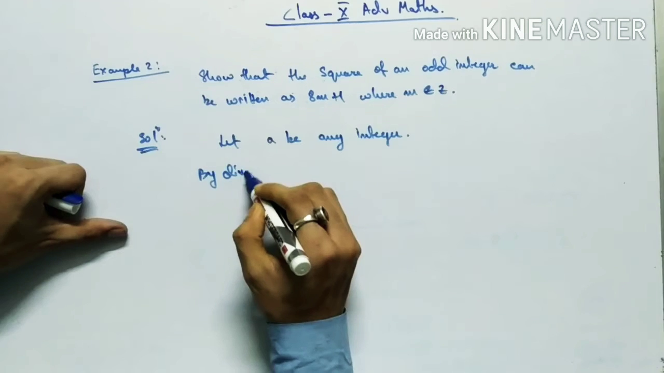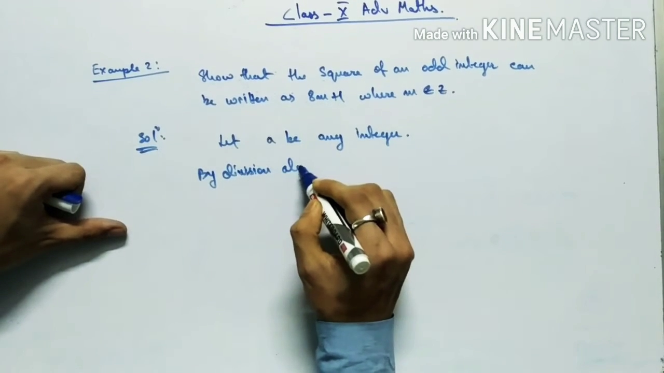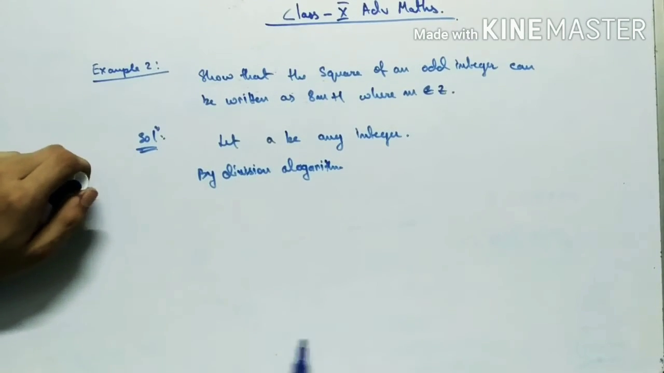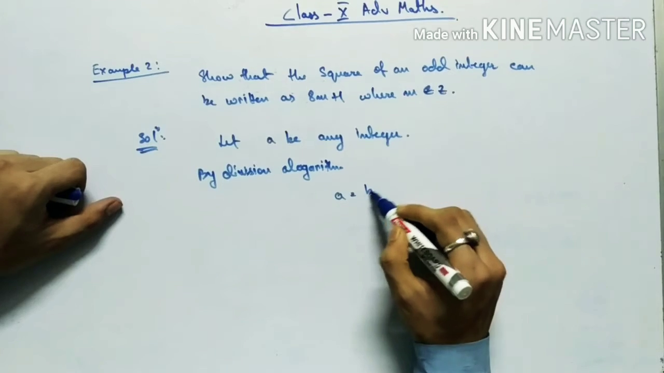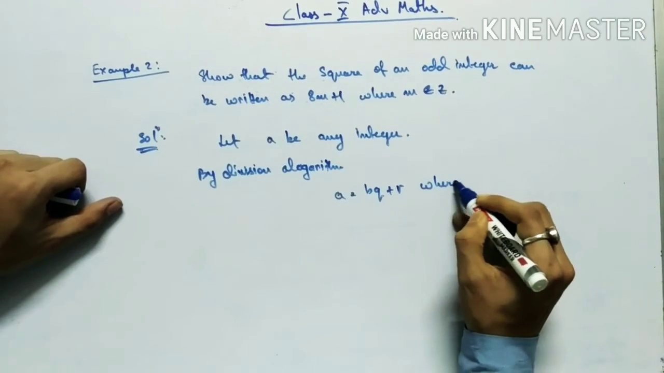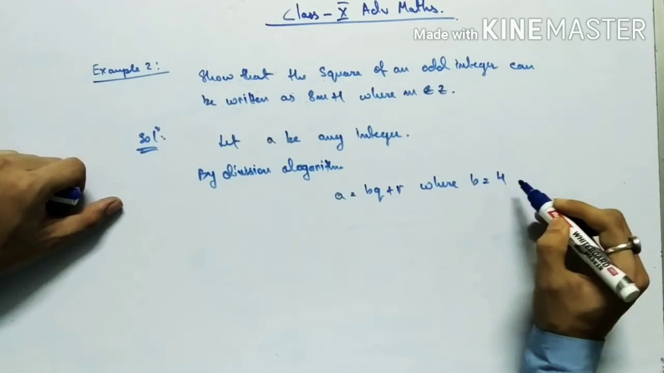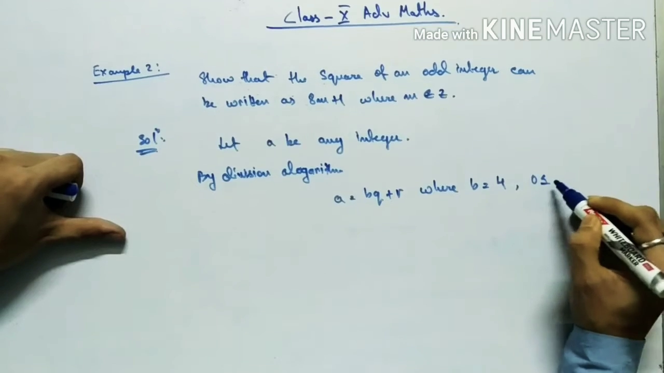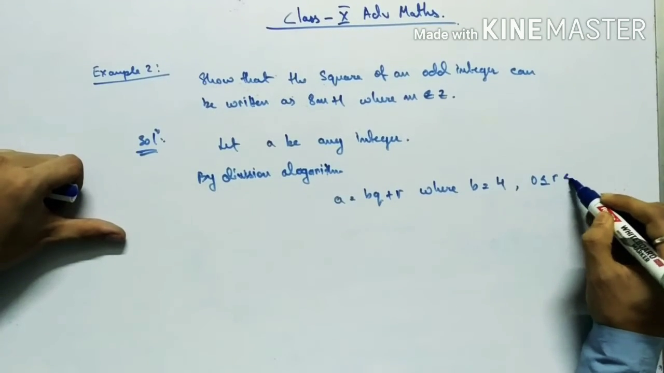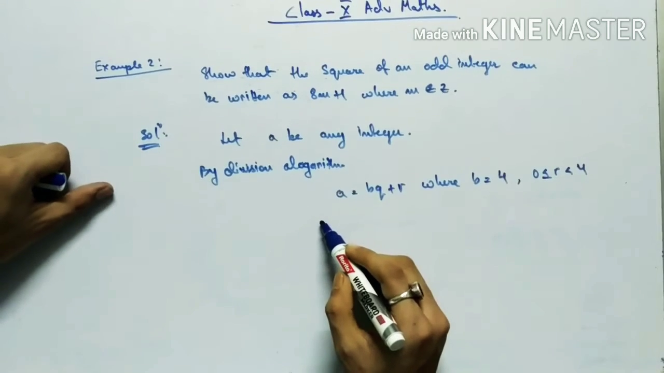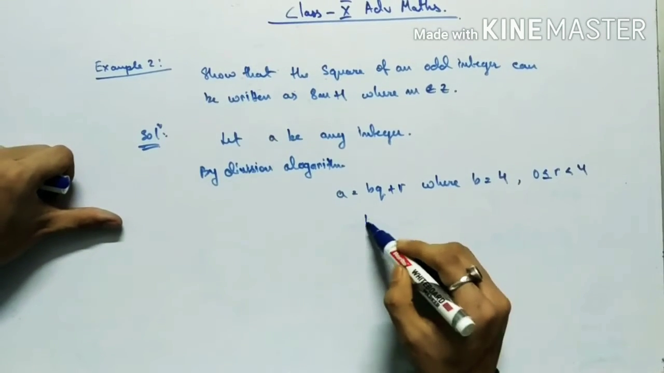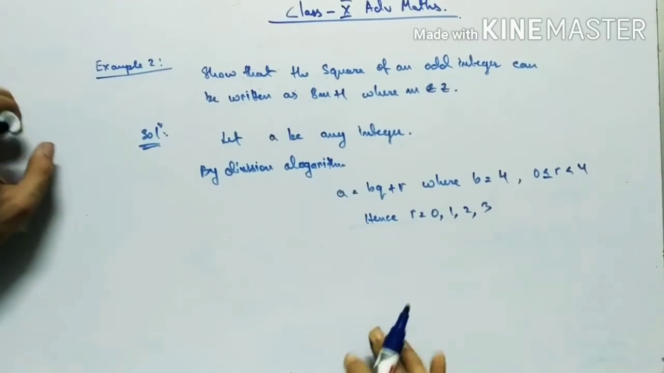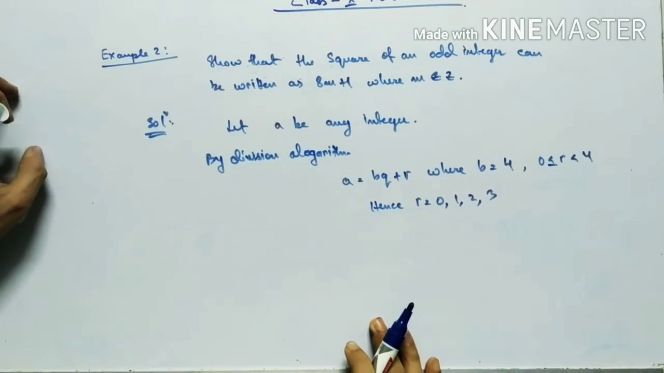then by the division algorithm, a equals bq plus r, where b equals, I will take 4. So r will be greater than or equal to 0 and less than 4. So hence r equals 0, 1, 2, 3. The r value will be 0, 1, 2, 3.